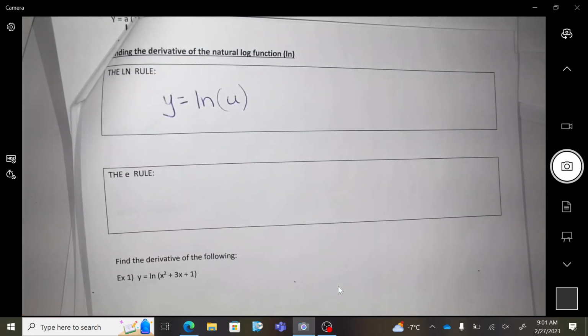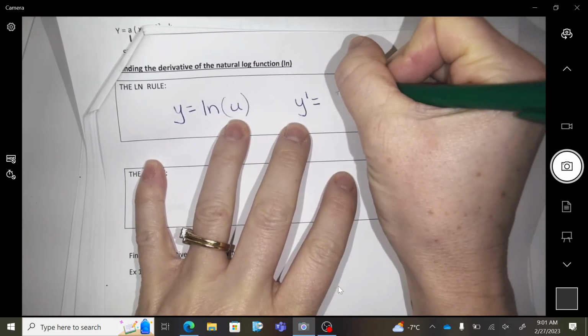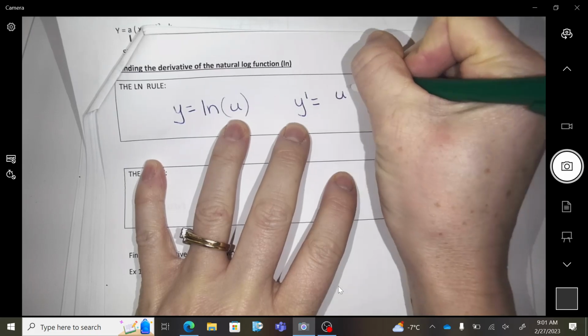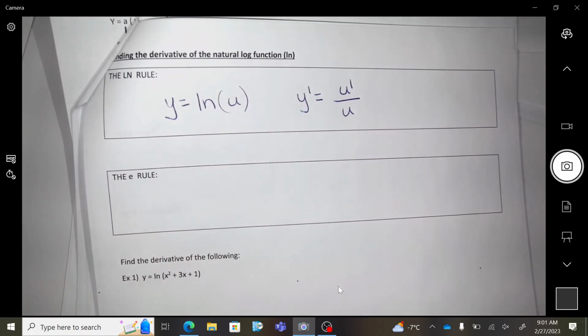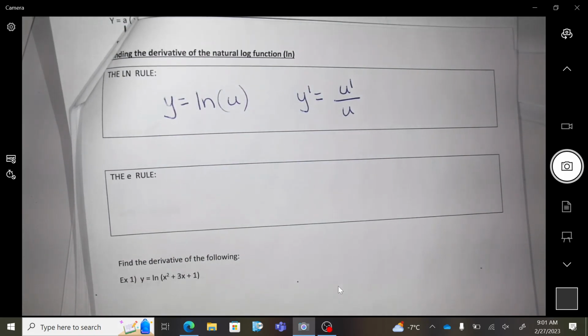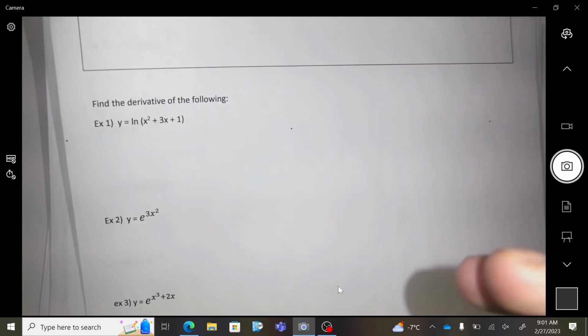So if I have a function that is y equals the ln of, we're just going to call it a bunch of stuff, like my math terminology, of a stuff, then the derivative would be derive the stuff divided by the original stuff. That's it. So let's look at number 1 here.